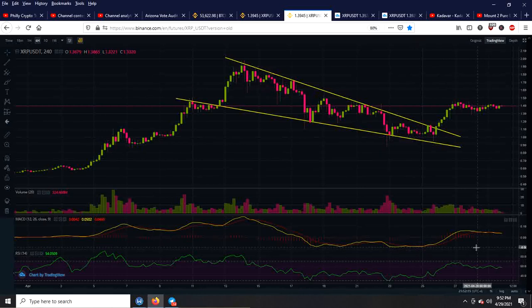Notice the MACD again, guys. It's a 4-hour time frame, starting to flatten here, right? Nice in MACD. Same thing with RSI, right?